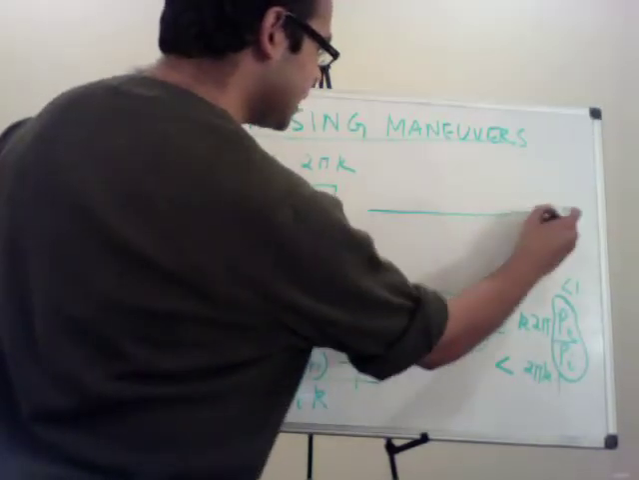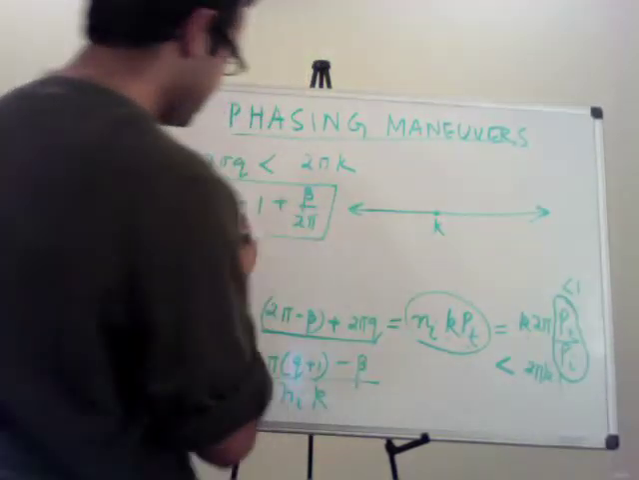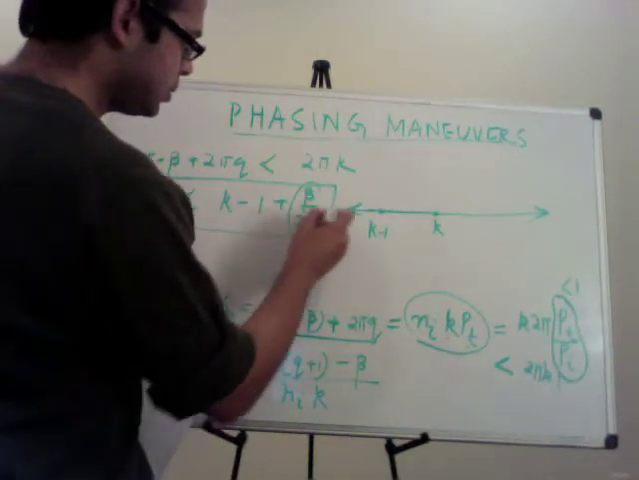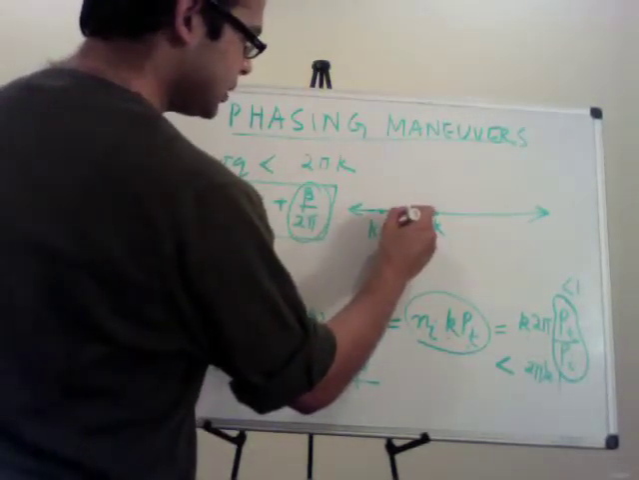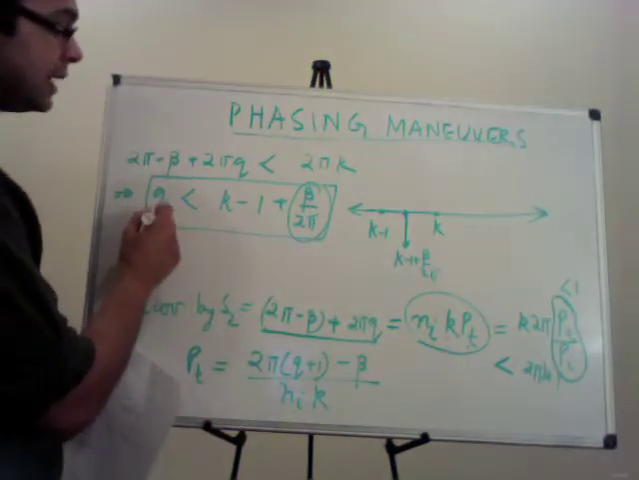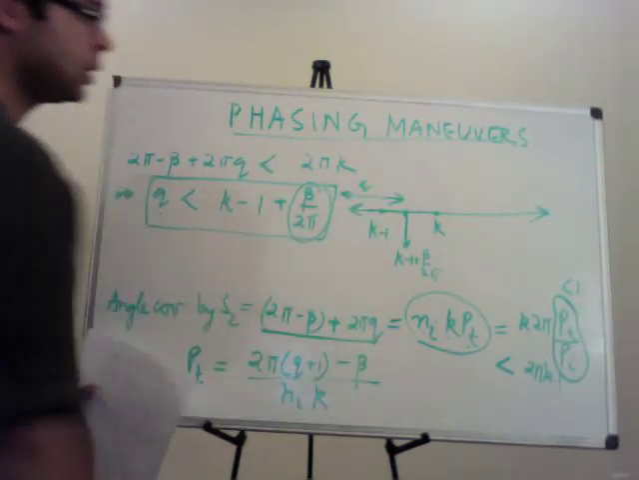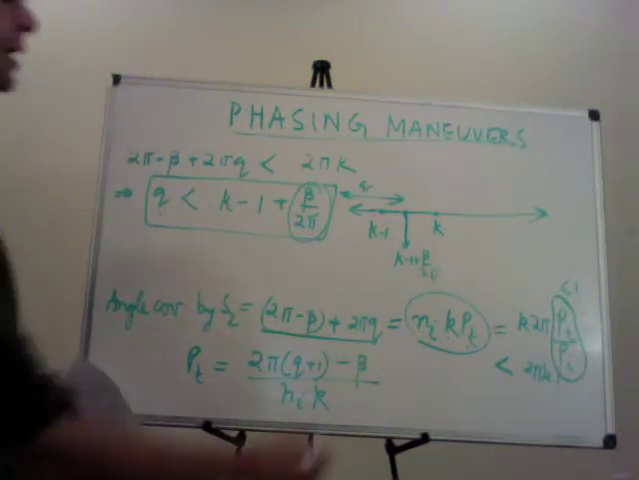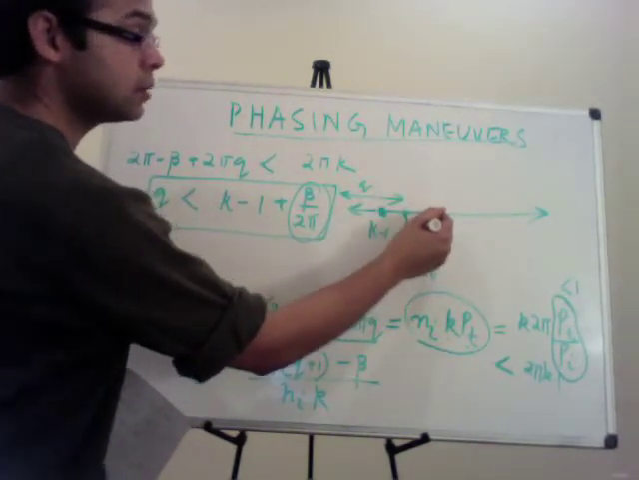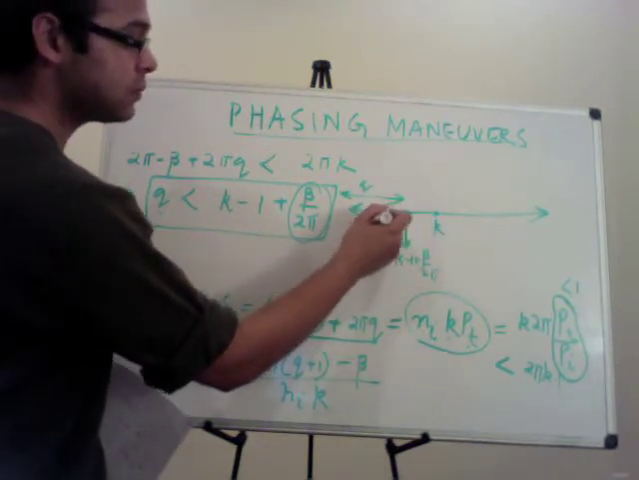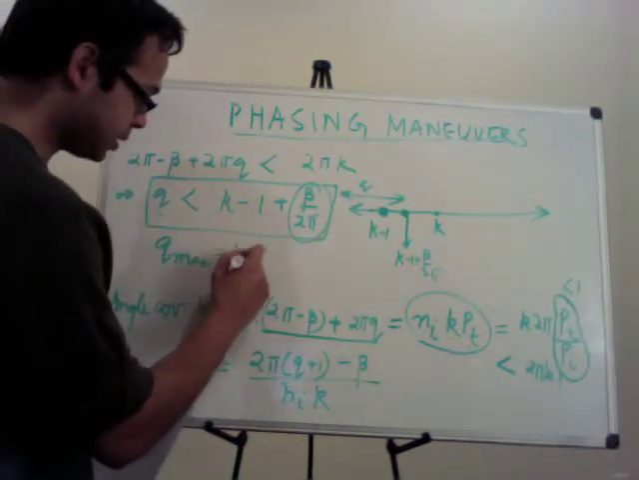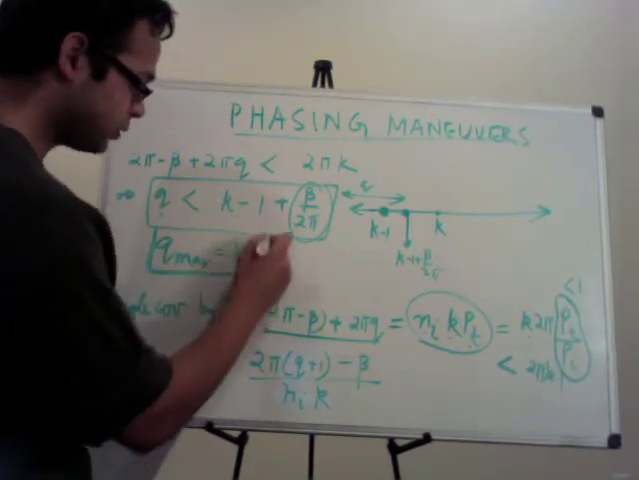Alright, so let us draw that line again and let this be k. So this point is k minus 1 to the left, and then we add beta over 2 pi to that. So this is where k minus 1 plus beta over 2 pi is, and we are saying that q should be less than this value, so this is the range for q. And since q is an integer, this is now the maximum value q can take, right? It cannot be to this side, so q can never be k. The maximum it can be is this value, because this is not an integer. So q max is k minus 1. This is the constraint for a lower phasing transfer.